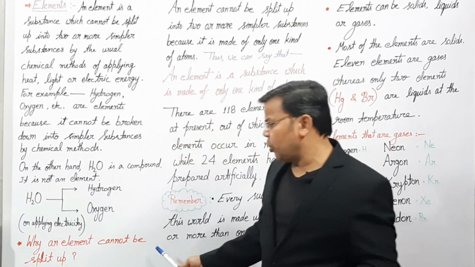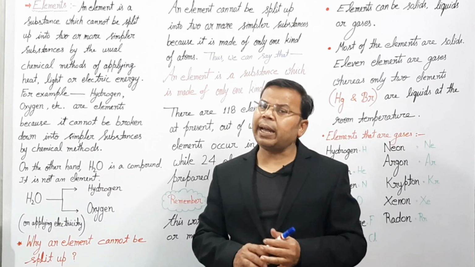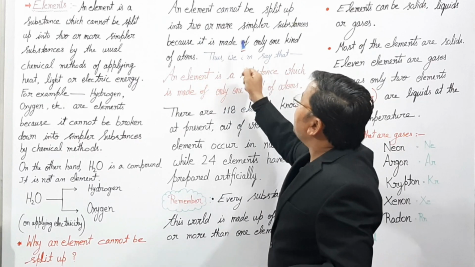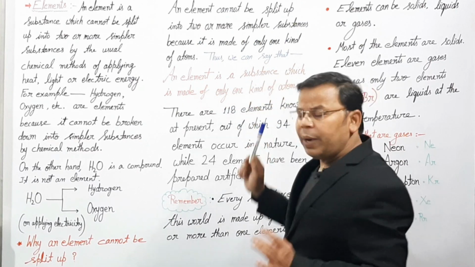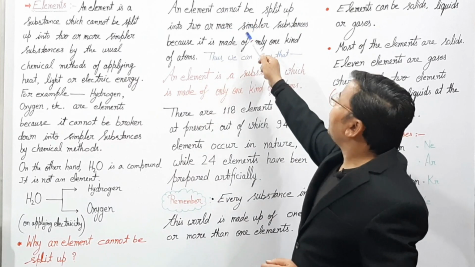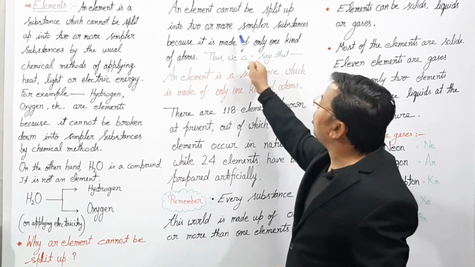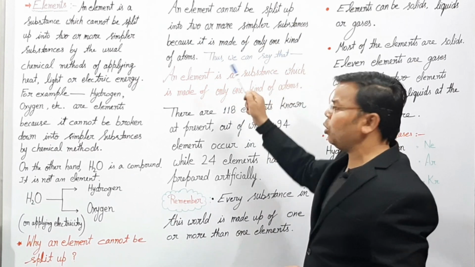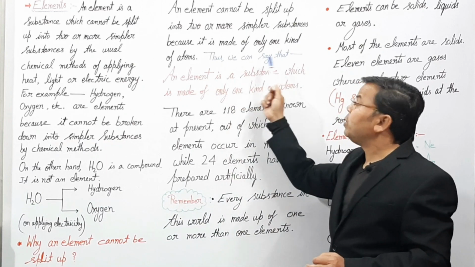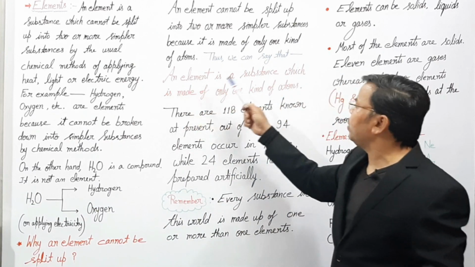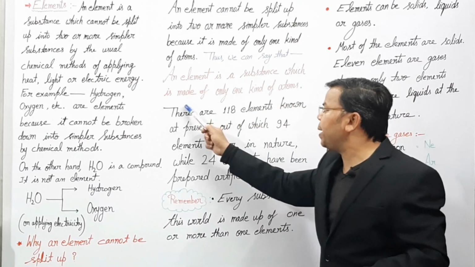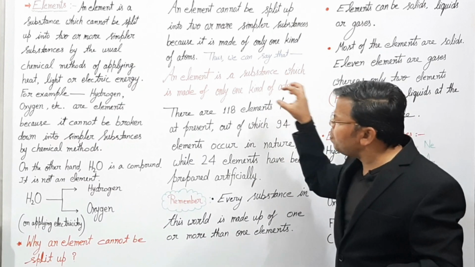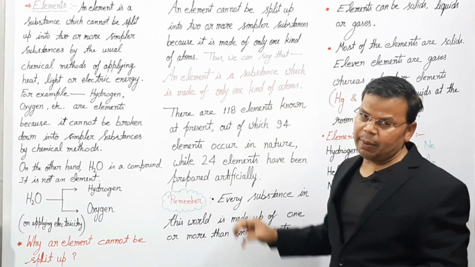Why can an element not be split up? An element cannot be split up into two or more simpler substances because it is made of only one kind of atoms. Thus, we can say that an element is a substance which is made of only one kind of atoms. This is another simple definition of an element.